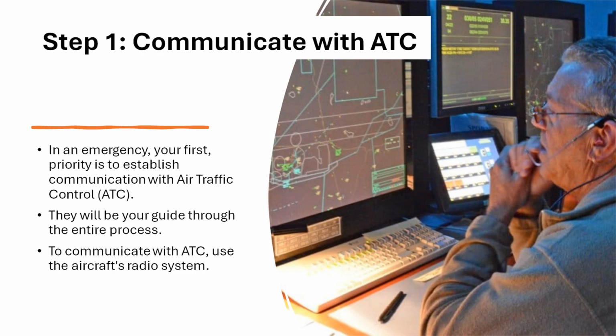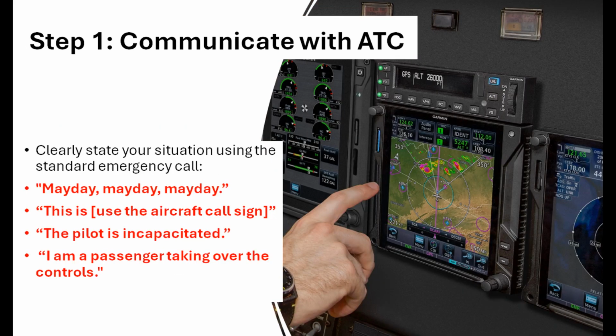Step 1. Communicate with ATC. In an emergency, your first priority is to establish communication with Air Traffic Control, ATC. They will be your guide through the entire process. To communicate with ATC, use the aircraft's radio system. Clearly state your situation using the standard emergency call: Mayday, Mayday, Mayday. This is, use the aircraft call sign. The pilot is incapacitated. I am a passenger taking over the controls.